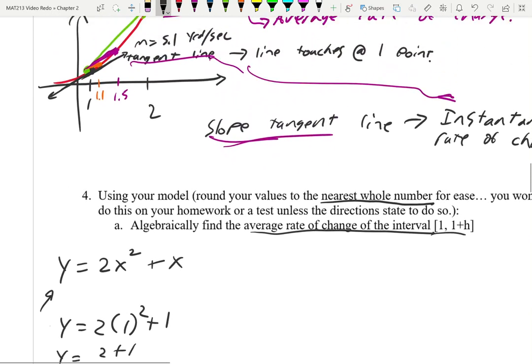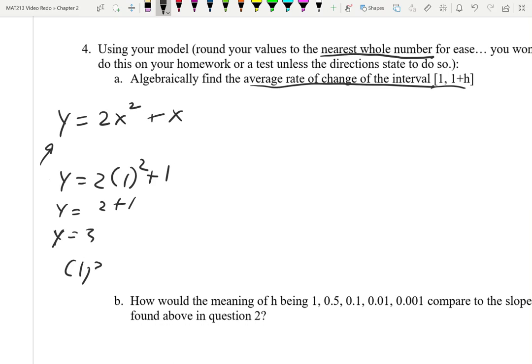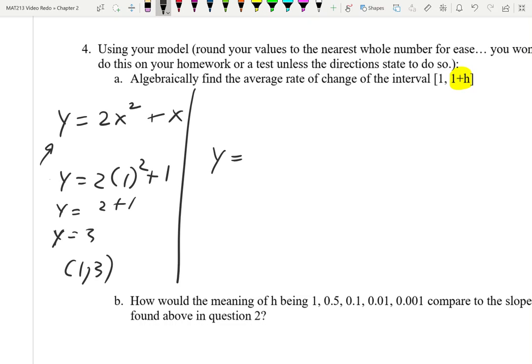Great. Okay, so I have my first ordered pair. I know when I sub in 1, I get out 3. What is my next ordered pair? Well, the next value on the interval is 1 plus h. That is the number I'm subbing in. So I'm going to say y equals 2 times (1 plus h) squared plus 1 plus h. Fantastic. Okay.